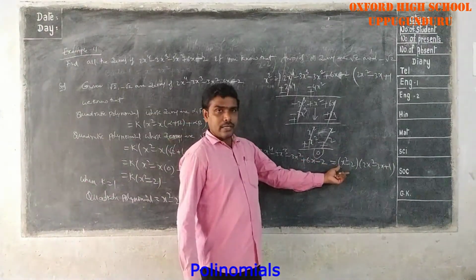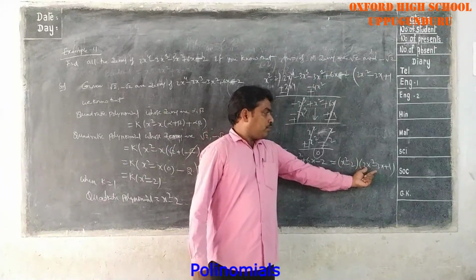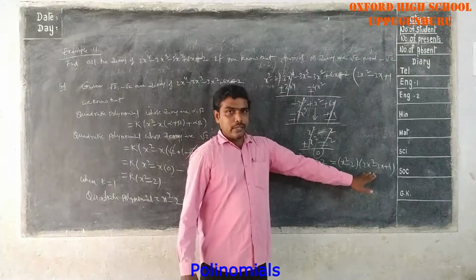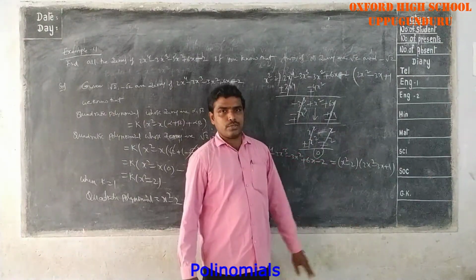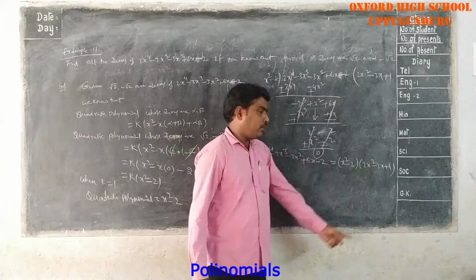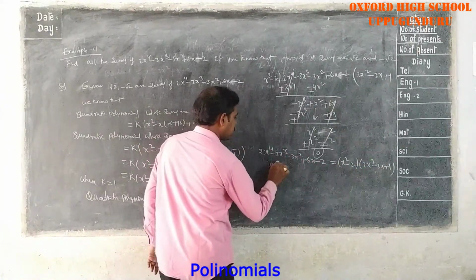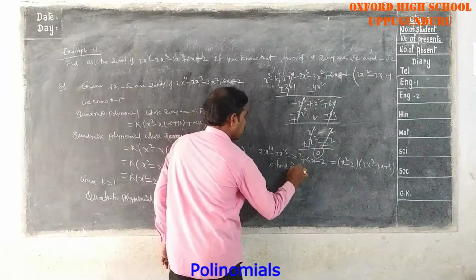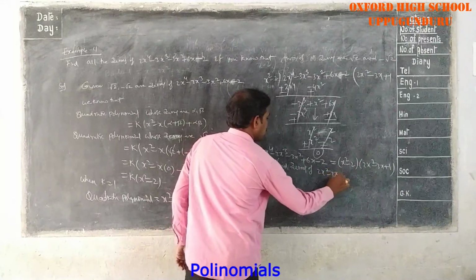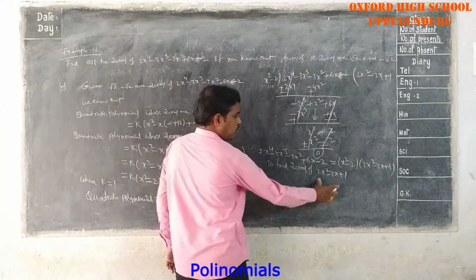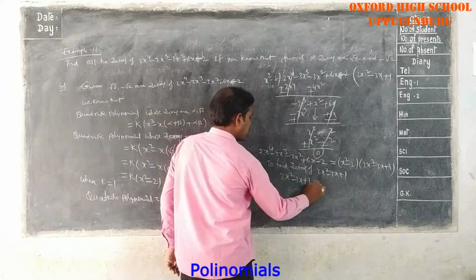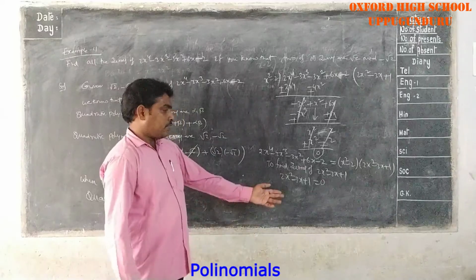Now you have to find the remaining 2 zeros by using this quadratic polynomial. How will you get the zeros of any polynomial? You already did this in exercise 3.3, first row. How can you find the zeros for this? By factorizing this. That means to find zeros of 2x square minus 3x plus 1, this value becomes 0. 2x square minus 3x plus 1 equal to 0. So you have to factorize this.